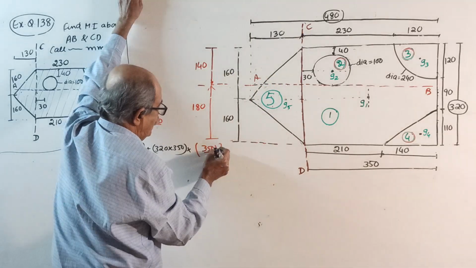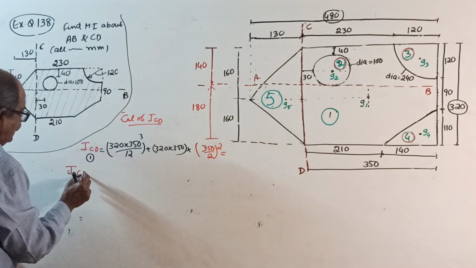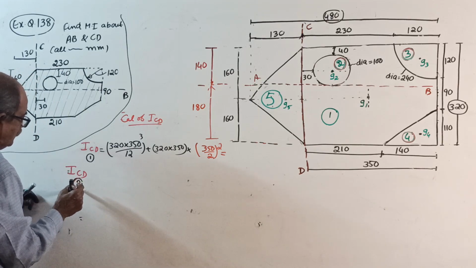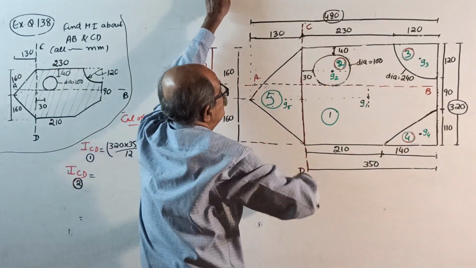350 by 2 whole square. Calculate the answer. Then I about CD for part number 2. Remember, it's a cutout portion. Okay, part number 2, I about CD you want.